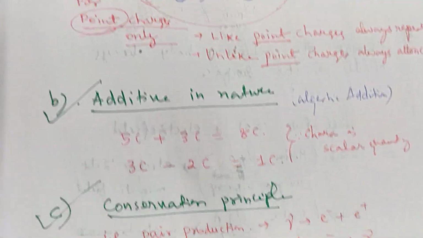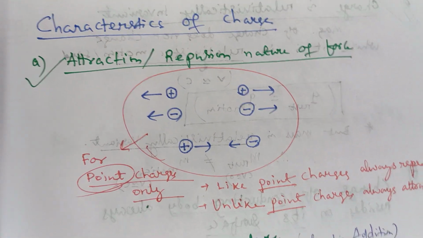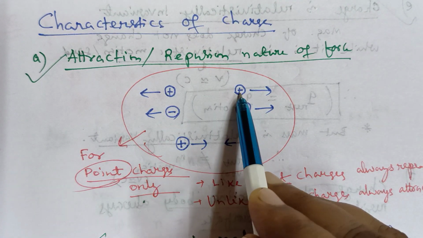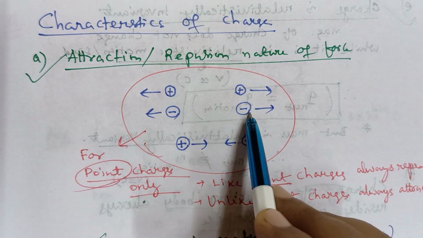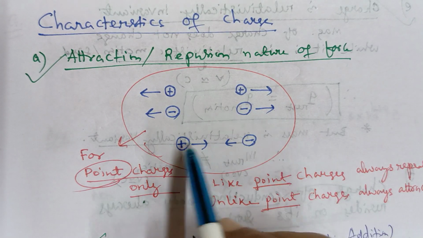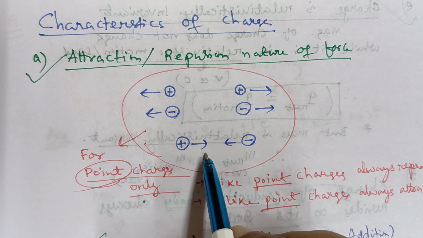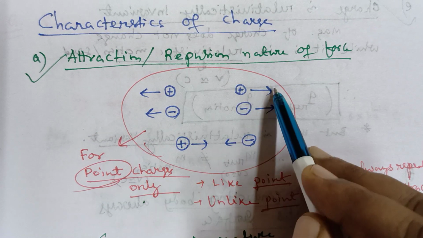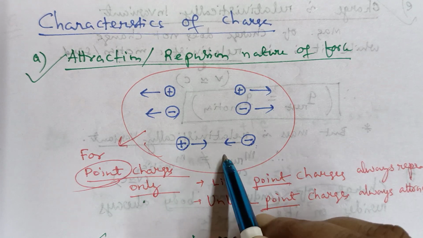Now we will discuss the characteristics of charge, one by one. First one is: when we keep two positive charges, they repel each other, or if we keep two negative charges, they also repel each other. If a positive charge and a negative charge are kept here, they attract each other. So you may say that like charges repel, unlike charges, meaning different charges, attract.